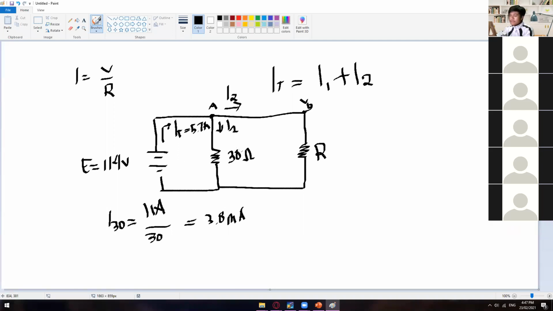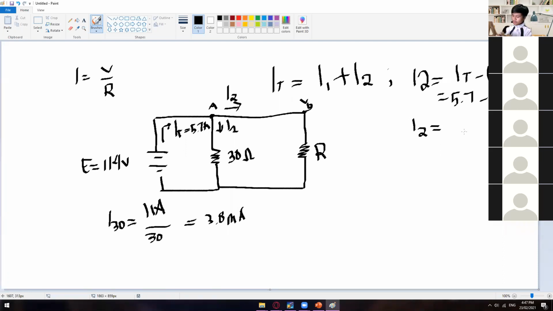Now, since we have this I sub 1 and then I sub P, which is 5.7, then that's the time that we can get the value of I2. Okay, so from this equation, we can have another equation, which is I2 is equal to IP minus I sub 1. All right, and then IP is equal to 5.7, and I sub 1, which is your I sub 30 right here, is 3.8. Okay, minus 3.8.